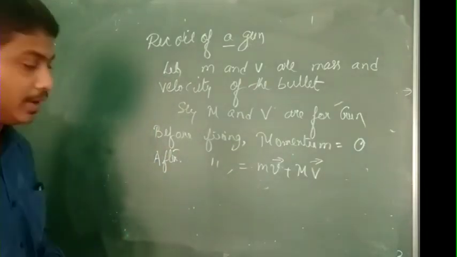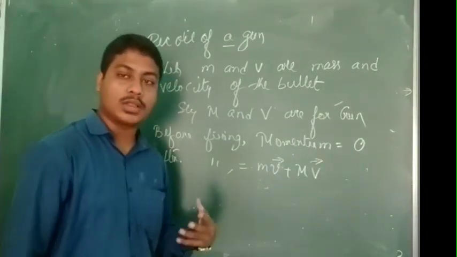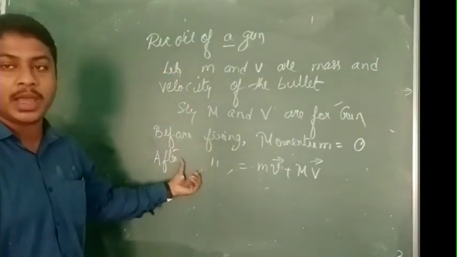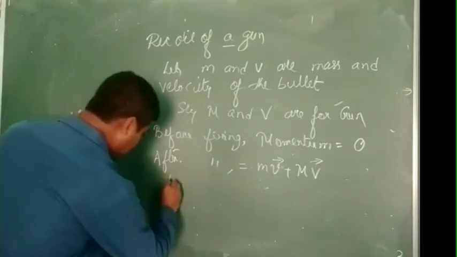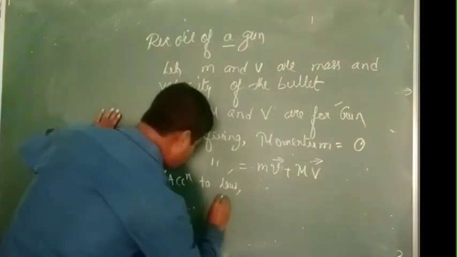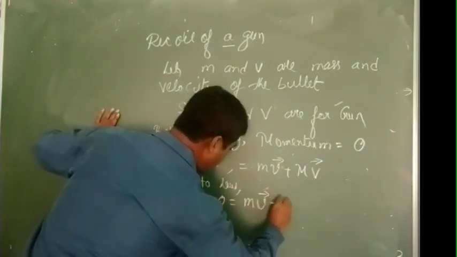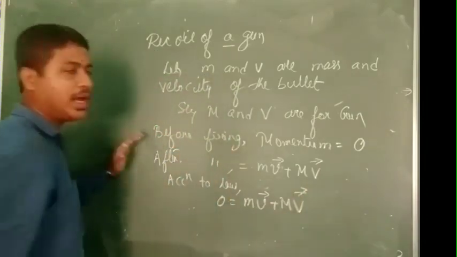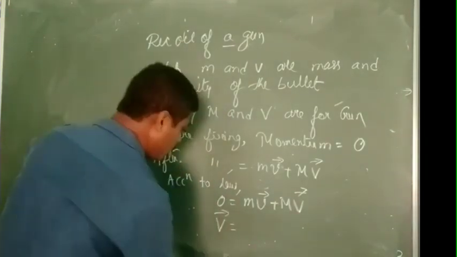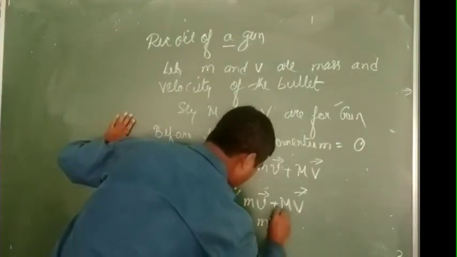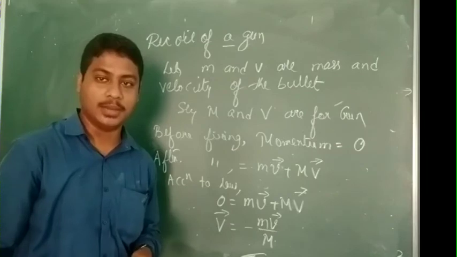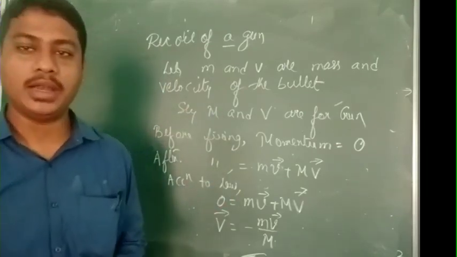According to the law of conservation of momentum, the momentum before firing and after firing should be equal. So 0 will be equal to small m into small v plus capital M into capital V. We need to find the value of the recoil velocity. Capital V will be equal to minus small m into small v divided by capital M. So this is the value of the recoil velocity. This is the topic that you have to write in your copy.